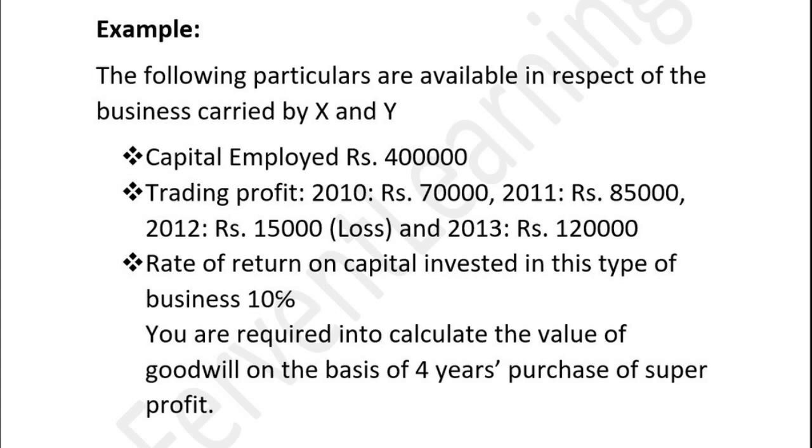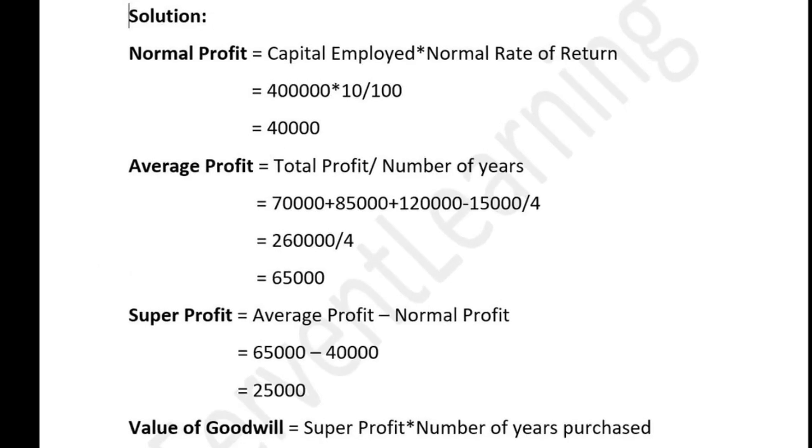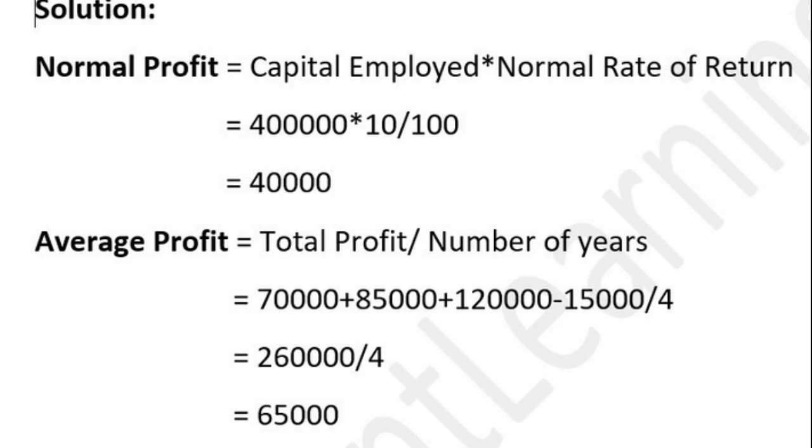So here capital employed is given, trading profit of last 4 years is given, rate of return on capital investment is also given, and we need to calculate the value of goodwill on the basis of 4-year purchase. First we calculate normal profit. Formula of normal profit is capital employed into rate of return. In this sum, capital employed is rupees 4 lakh and rate of return is 10%. So 4 lakh into 10 by 100, that is 40,000.